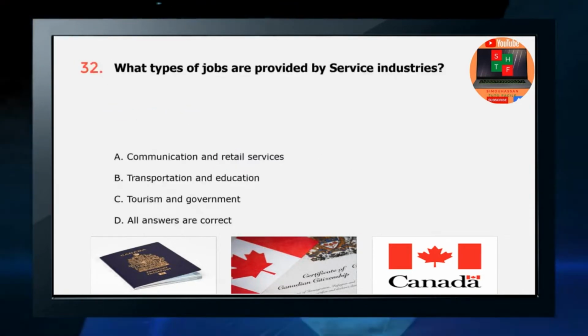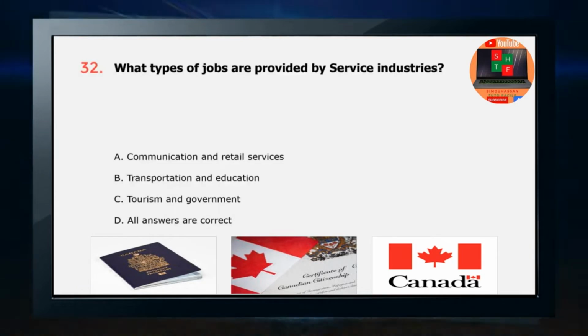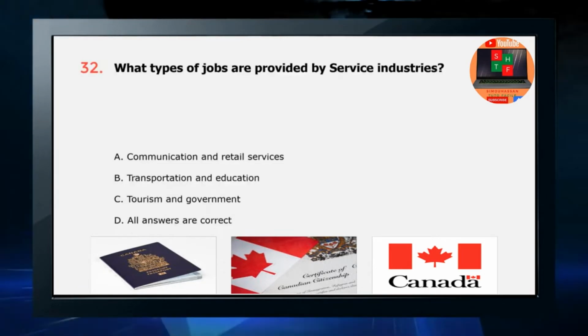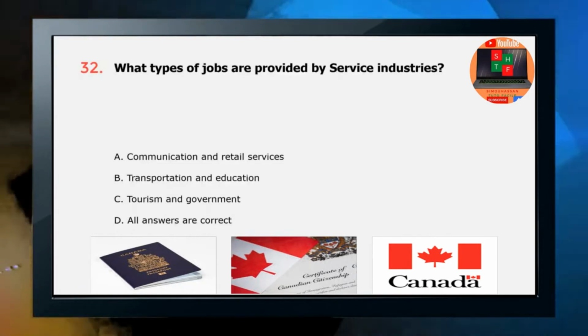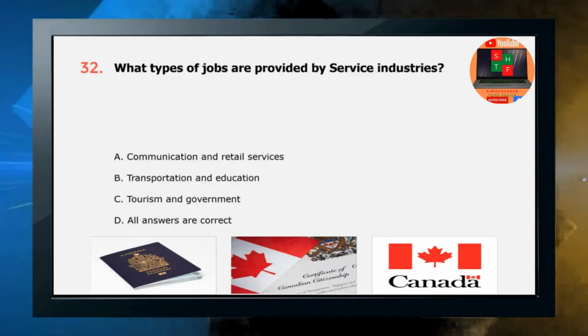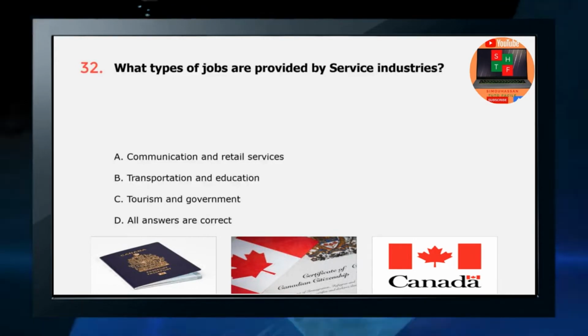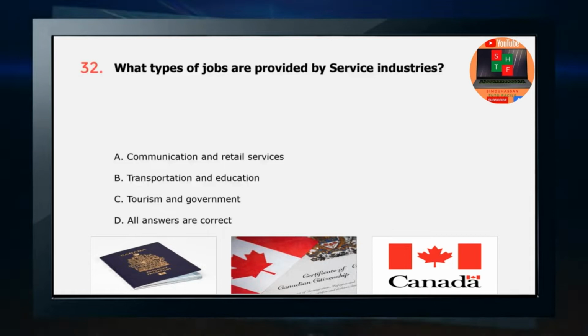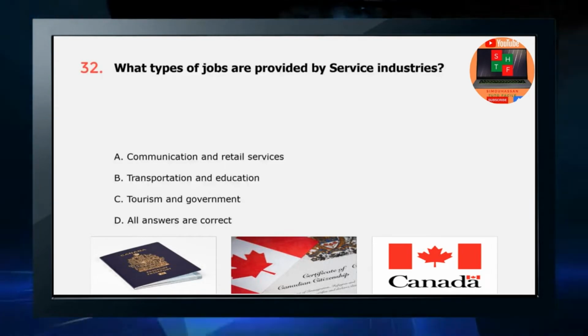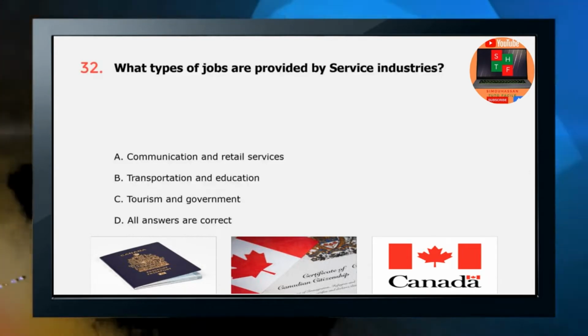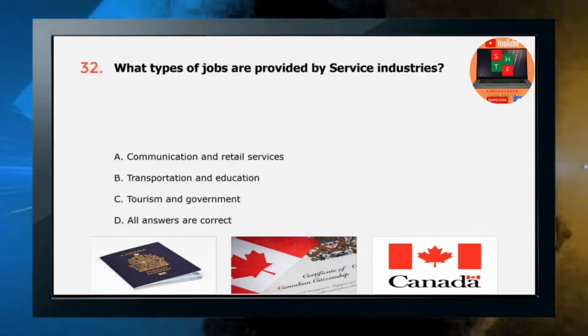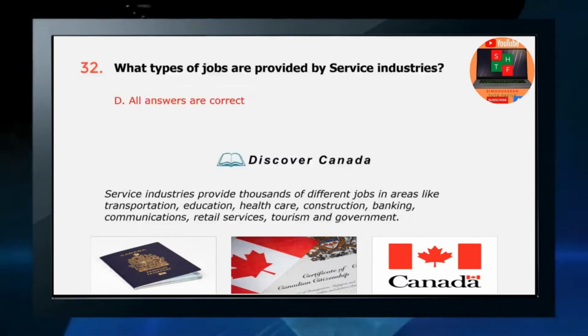Question 32. What types of jobs are provided by service industries? A. Communications and retail services. B. Transportation and education. C. Tourism and government. D. All answers are correct. The answer is D. All answers are correct.